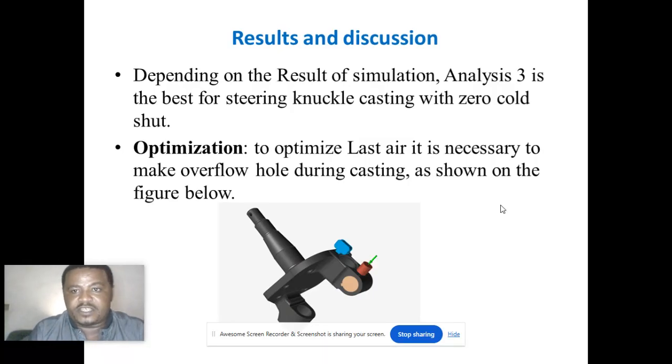Depending on the results of the simulation, analysis 3 is the best for steering knuckle casting with zero cold shut optimization. To optimize last air, it is necessary to make an overflow hole during casting, as shown in the figure below. Here, the best pouring position is as shown on this figure, analysis 3, and the last air can be optimized by making overflow as shown on the figure.